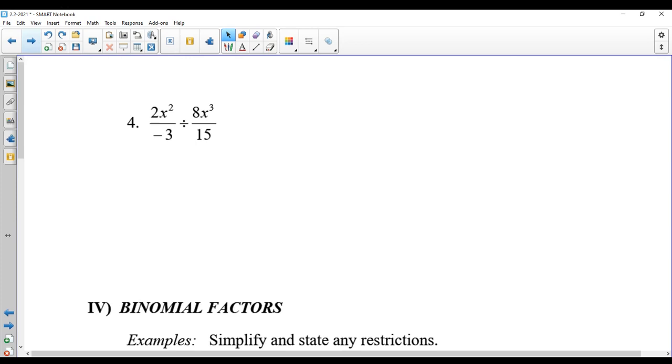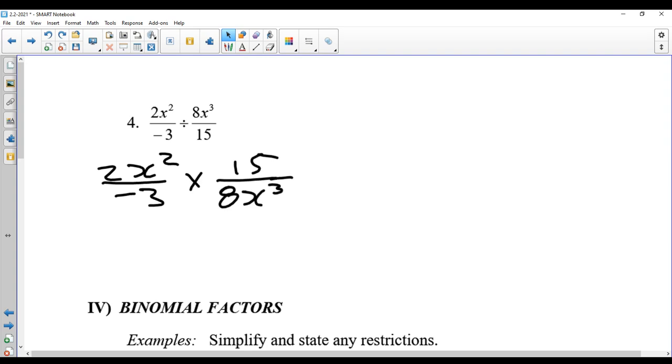This one. Well, I'm going to do exactly what I just did. I'm going to say 2x squared over minus 3 times the 15 over the 8x cubed. All right.